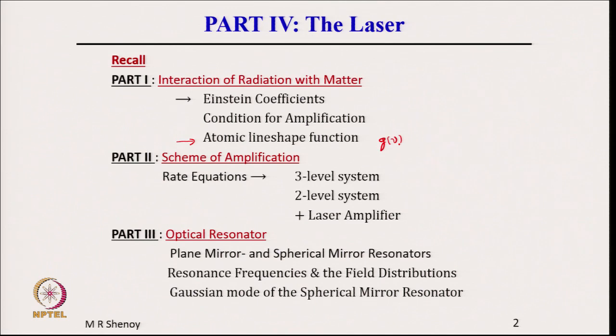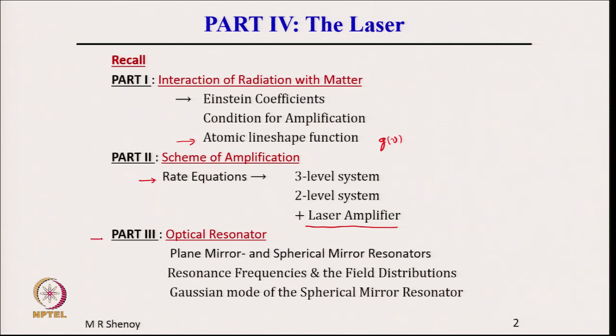In part 2 we discussed the scheme of amplification. So, how to obtain population inversion. That is what we mean by scheme of amplification, and we looked at 2 level, 3 level and 4 level lasers. We wrote the rate equations and discussed these various systems, and in particular the laser amplifier including fiber amplifier in part 2.